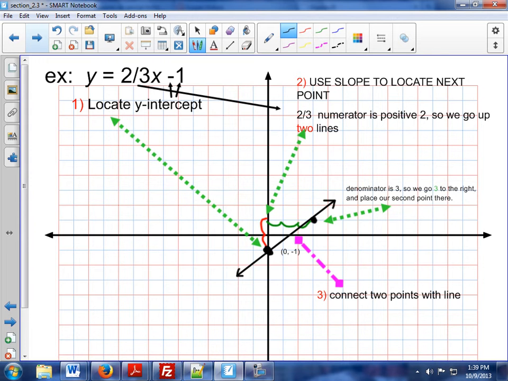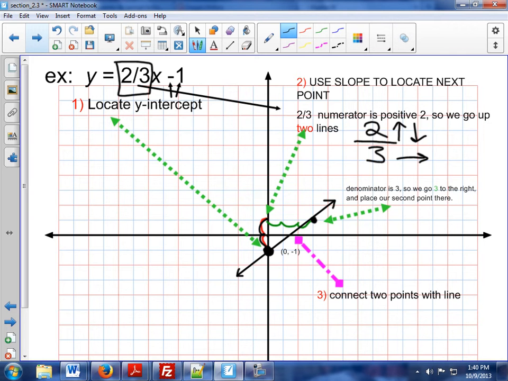The second thing we do is use the slope to locate the next point. Again, our slope is 2/3. The top number is up or down, always to the right. So from our y-intercept, our rise is +2, so we go up 1, 2.